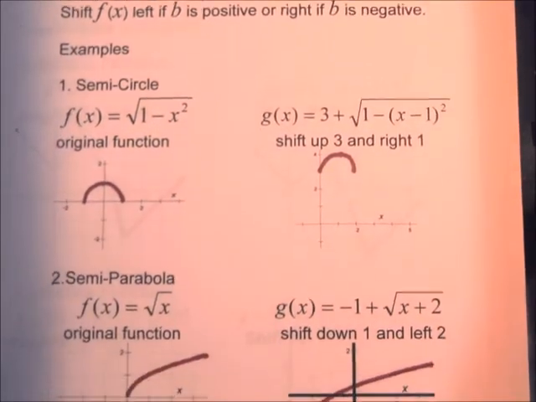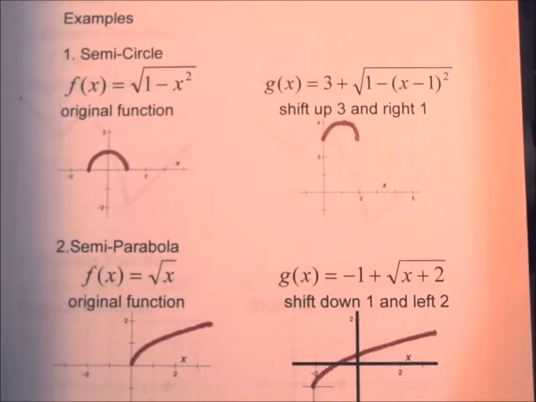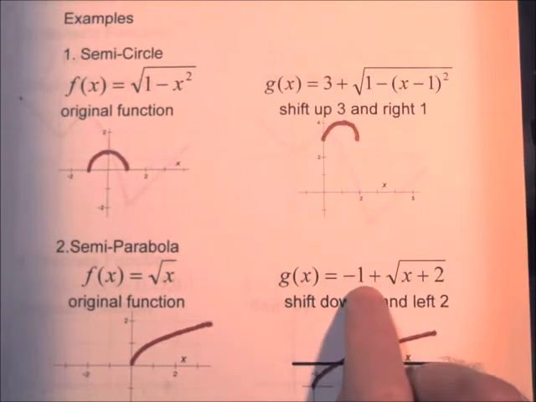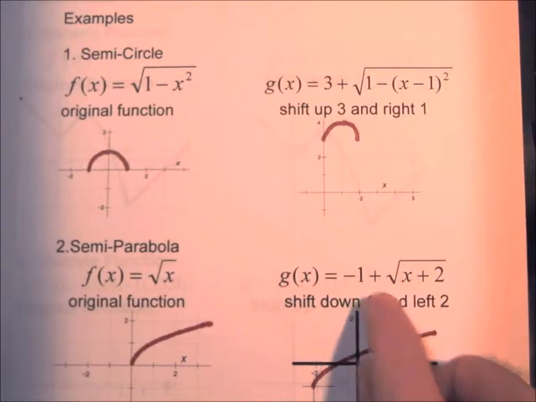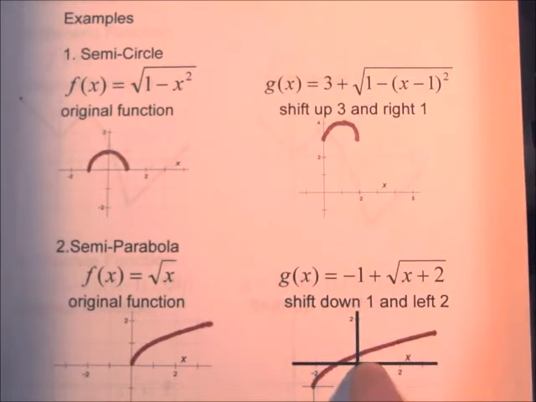Another example, a semi-parabola. F of x equals the square root of x. Vertex is at 0, 0. The new function, g of x equals negative 1 plus the square root of x plus 2. It's going to be shifted 2 to the left and down 1. So from 0, 0, go 2 to the left, down 1, and that's our new vertex.